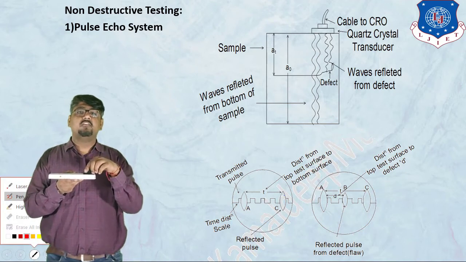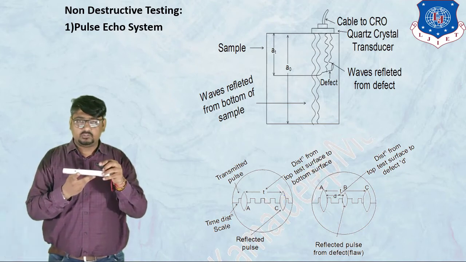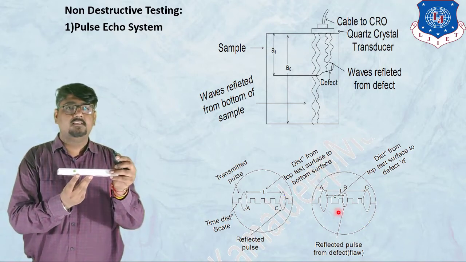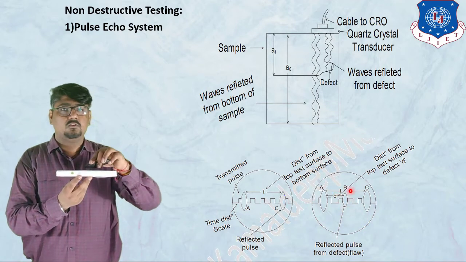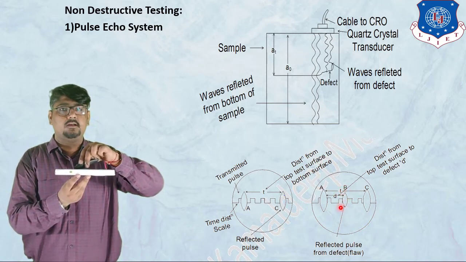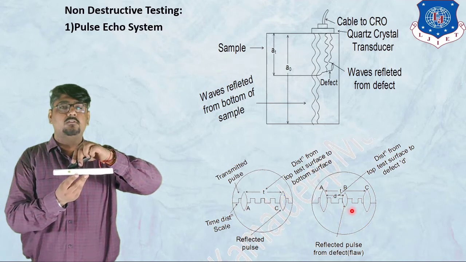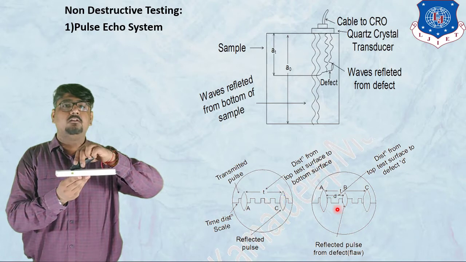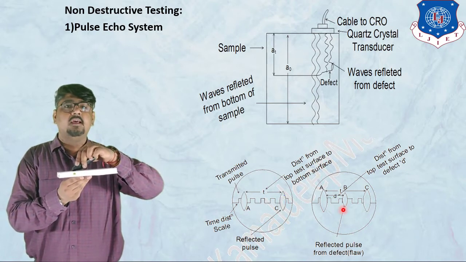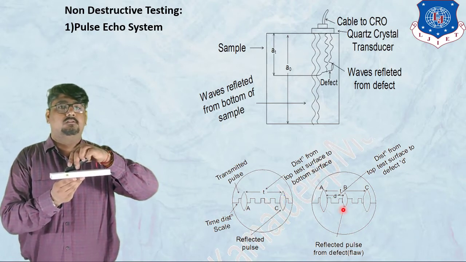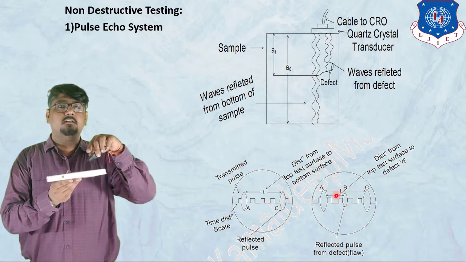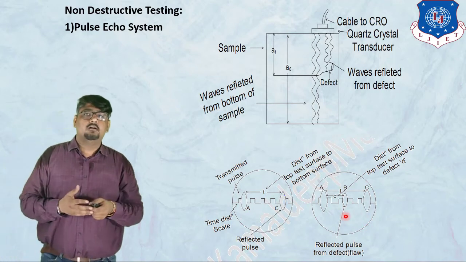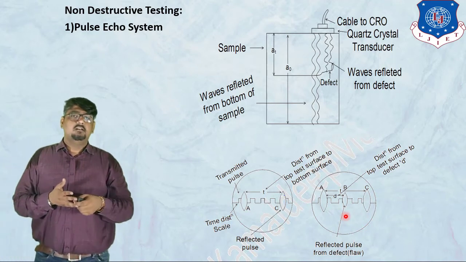But if there is a defect, as I have shown over here, then whenever the probe comes over this position, the defect will be detected at position D. A pattern or peak will be seen at this position. So by knowing the pattern or the peaks, you can easily estimate the defect.